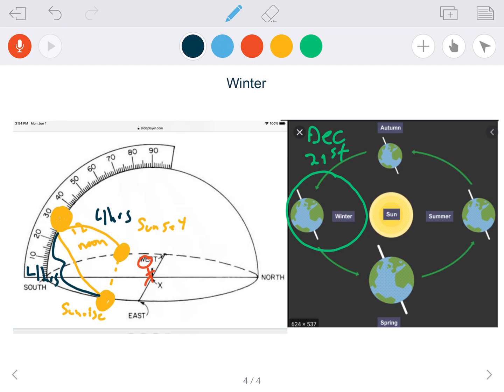All right, so that is a general overview of the celestial sphere and where the sun and the earth are in space during the seasons.